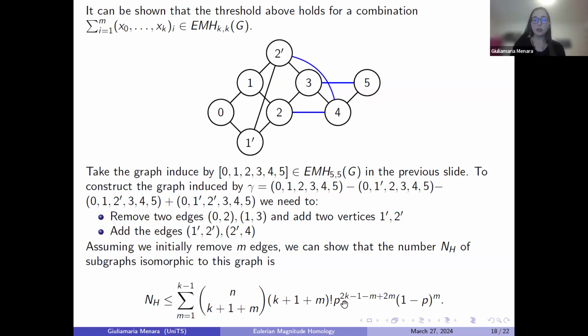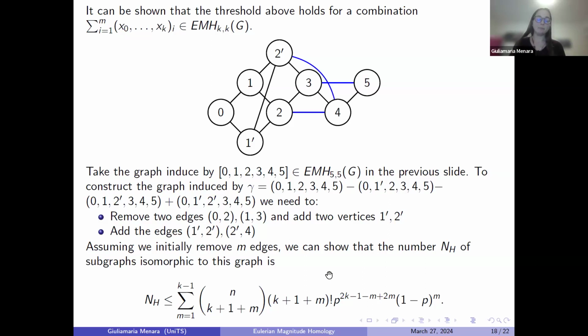And then how many edges do we surely have in our graph? Well, it's going to be the 2k minus 1 we had before, minus the m we subtracted to build the squares, plus the 2m we added here, because for every edge we cancel, we need to add 2 for the squares. And maybe, potentially, we have to add more. For example, here we also added 1 prime, 2 prime, and the 2, 4. So this exponent might be bigger, so this number might actually be smaller.